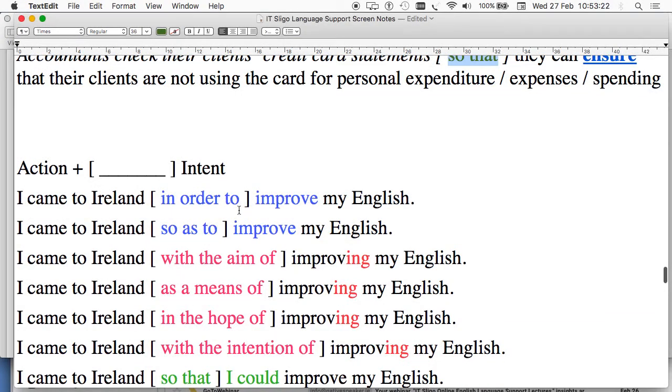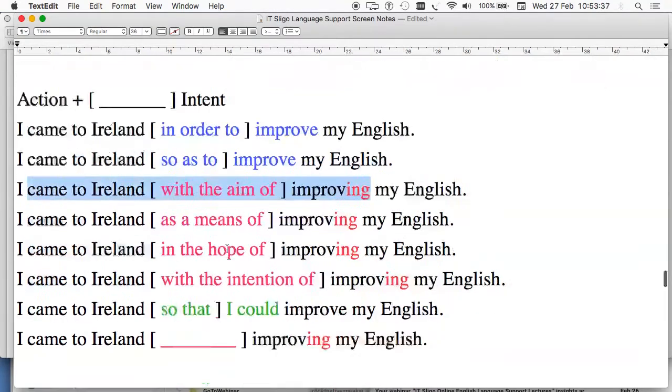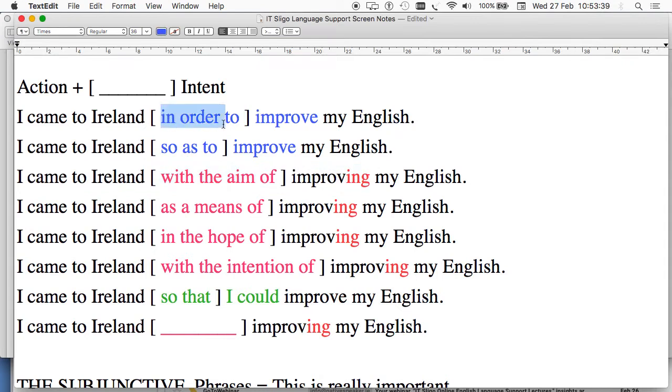So when you're using this "to" family, you use the action and the intent, and in the middle you'll have the "to" phrase. So I came to Ireland in order to improve my English. I came to Ireland so as to improve my English. I came to Ireland with the aim of improving. What you have to remember with this construction, these are the two brothers, "in order to" and "so as to," and they use the infinitive. These pink ones here are the sisters, pink for girls, and we're going to say that they use verb-ing. This boy-girl analogy is just a way to help you focus.